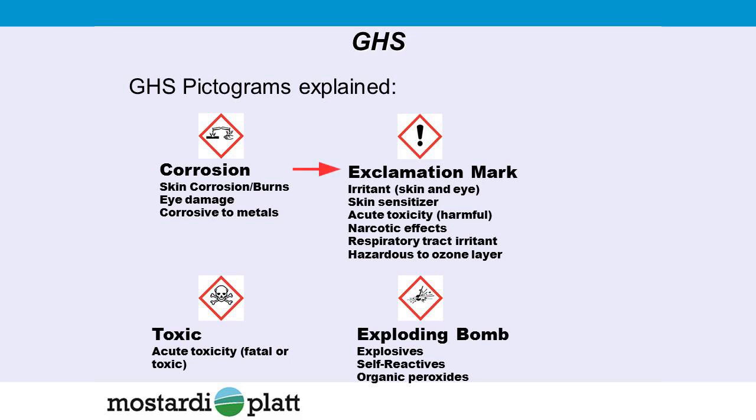The exclamation mark is also related to the one in the lower left, the toxic symbol. The exclamation mark is used for anything of low toxicity or low poisonousness. The one down here, toxicity, is used for anything of extreme toxicity, anything that is extremely hazardous, much more likely to kill or injure you. That's basically the difference between the two. The one in the lower right, the exploding bomb, is used for anything that's an explosive material, anything that's also considered highly reactive, including, again, organic peroxides.